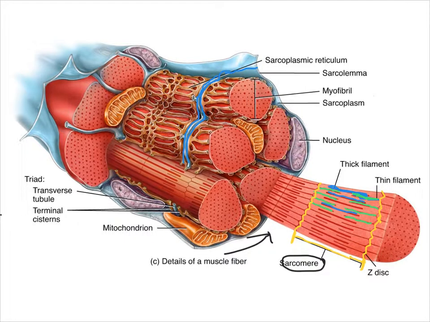Where you have the T-tubule, the transverse tubule running, you see these kind of orangey red things next to it.